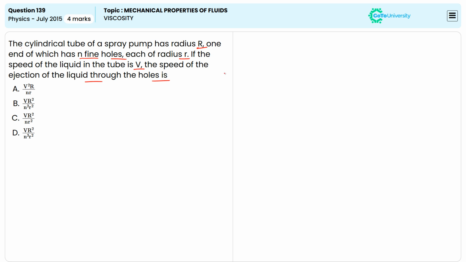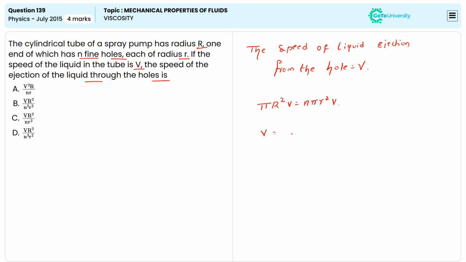Okay, let us assume the speed of the liquid ejection through the hole is considered as v. Then, according to the continuity equation, we have pi r square v is equal to n pi r square into v, which can be rearranged as we need to find the value of v. V is equal to pi r square v divided by n pi r square.